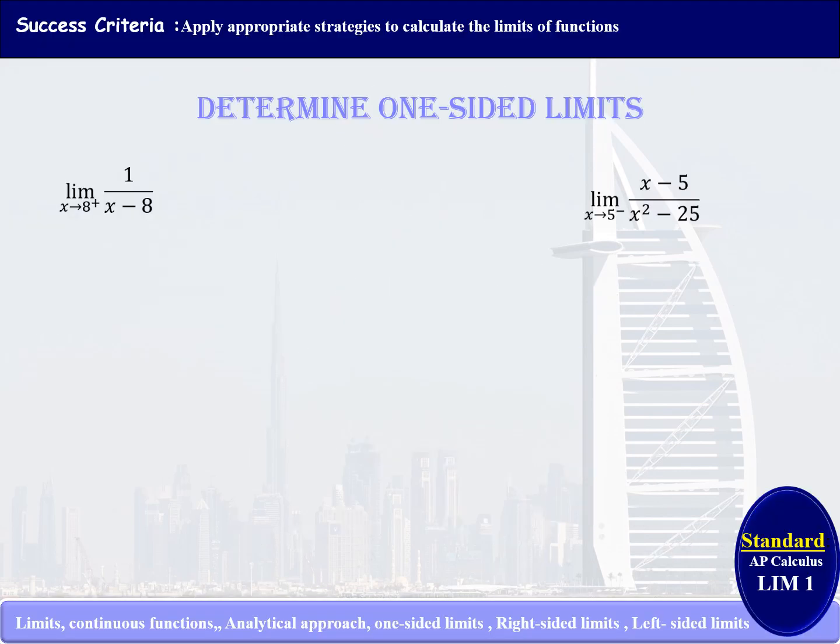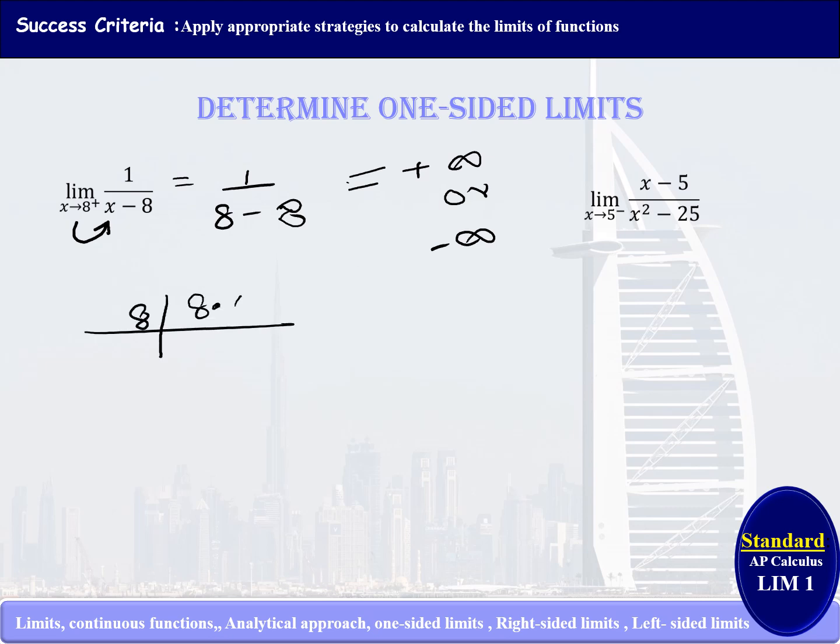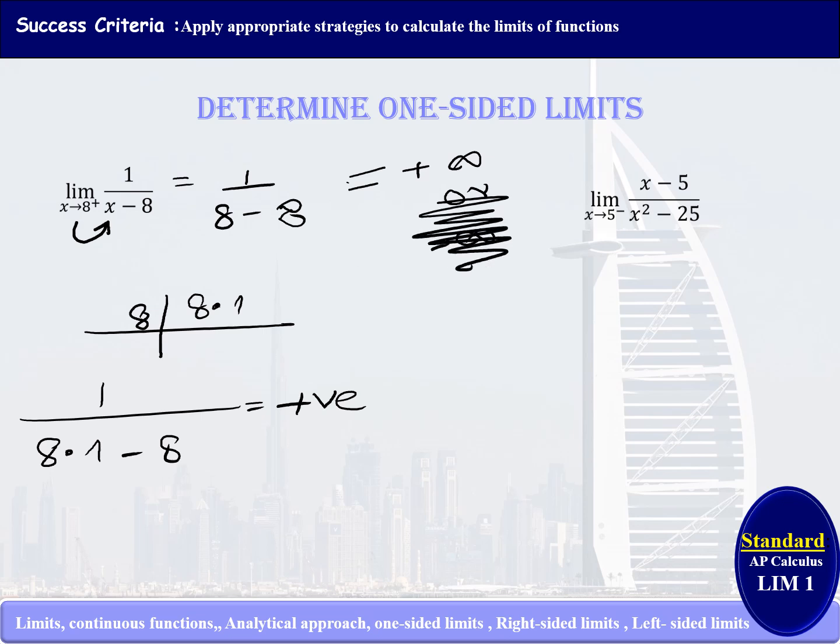So let's quickly determine the signs. Okay, if I write here 8, I will get 1 over 8 minus 8. Since it is a one-sided limit, my answer could be either positive infinity or negative infinity. Now this is from the right side. So after the 8 comes what? On the right side, it's 8.1. So replace x by 8.1 minus 8. You will get a positive answer. So if you get a positive answer, the answer is positive infinity.